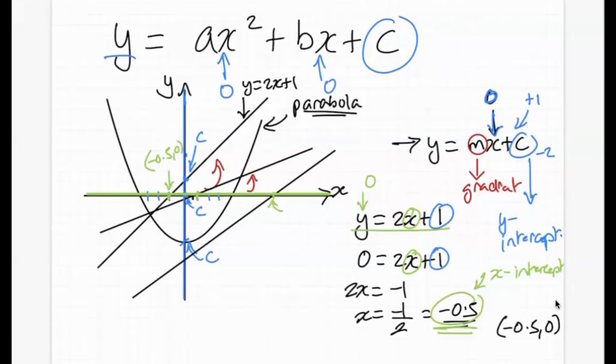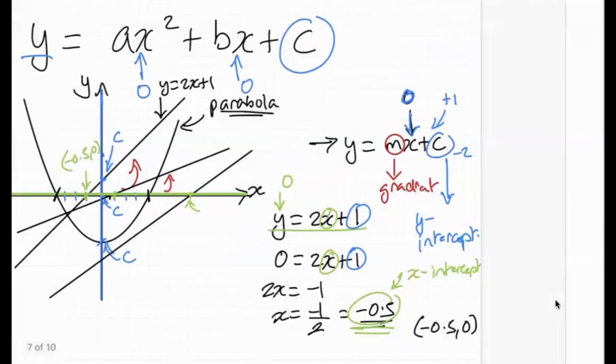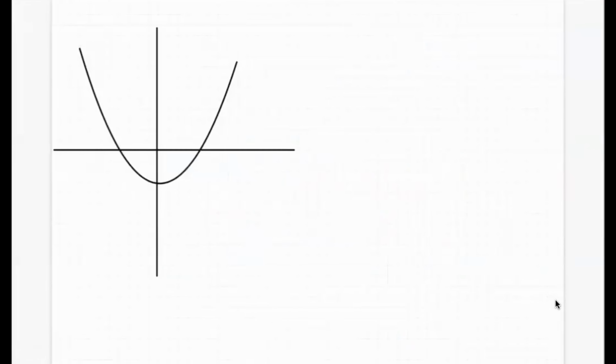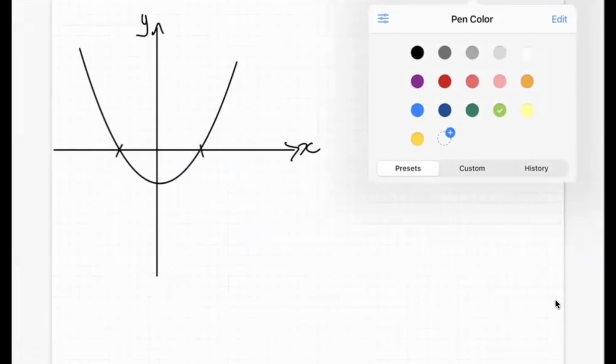But now we're going to figure out the x-intercepts of quadratic equations. And that would mean looking for these values here and here. So this is getting a bit too messy now, so let's just draw this again. So let's say we have a graph that looks like this, and it crosses the x-axis here and here. So this is where, let me change the color.